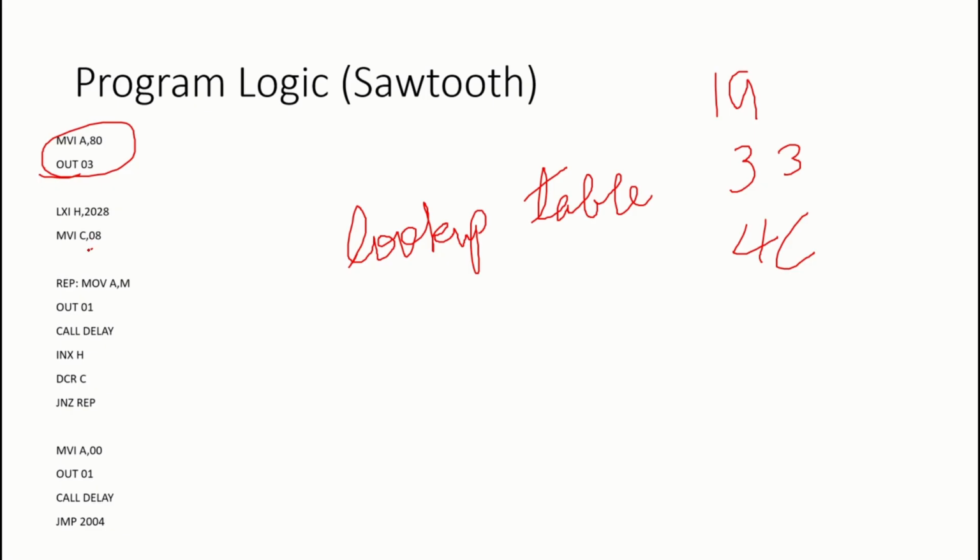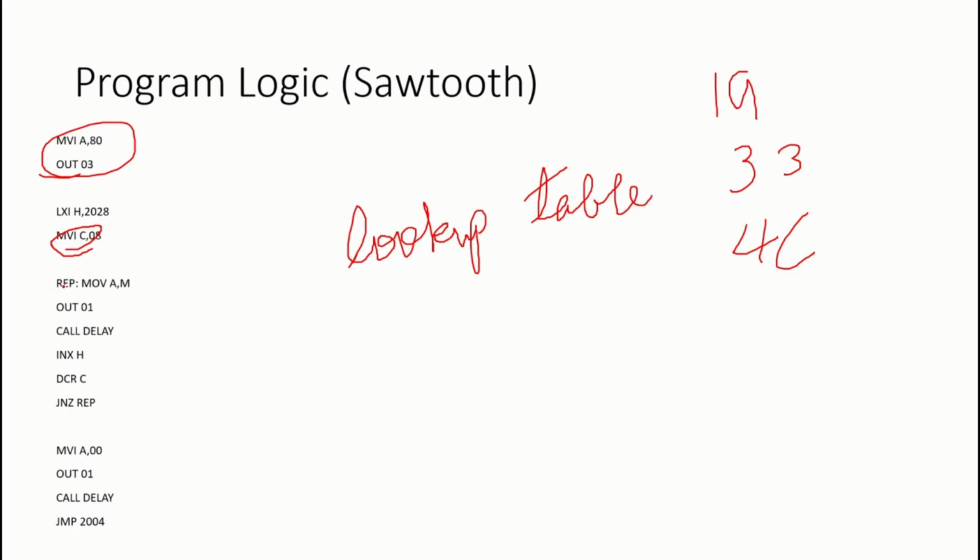Then MVI C was to initialize the counter. This register C acts as a counter that determines how many values from the lookup table will be used, because each time a value is output to the DAC, the counter is decreased. And when the counter reaches 0, the program stops reading values from the table. Because we are using a counter, it is easier for the program to process a fixed number of waveform points before resetting the signal all over again.